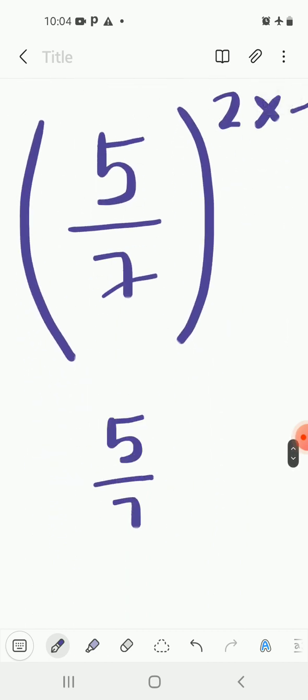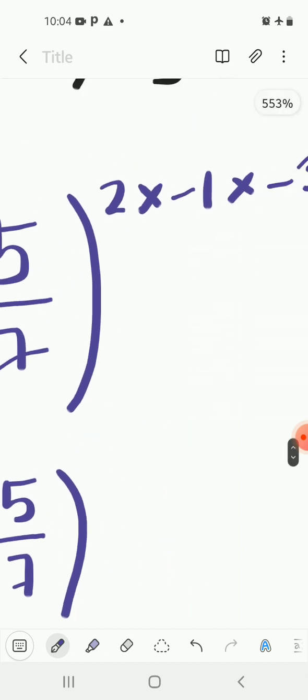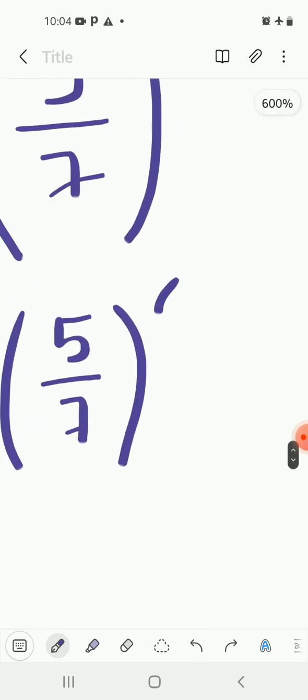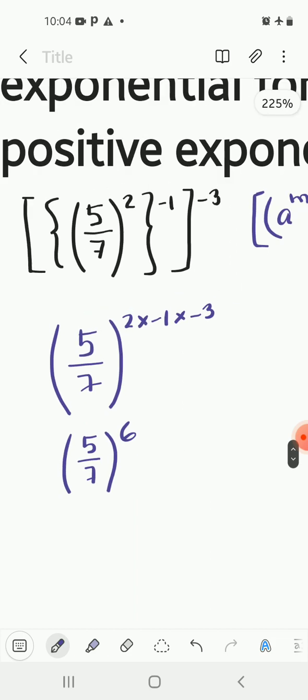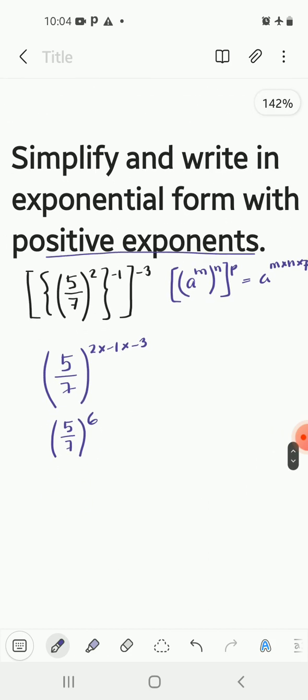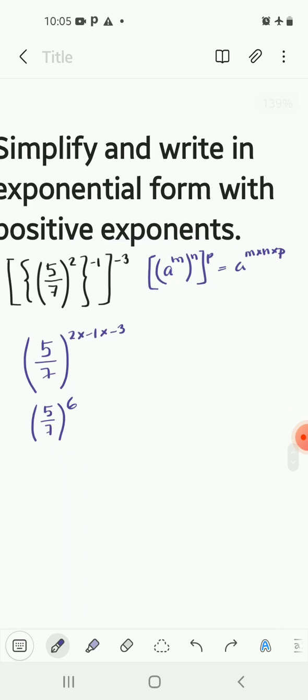5 by 7, 2 into minus 1 is minus 2, minus 2 into 3 is 6. Minus into minus is plus, so it is the positive integer 6. Over here the answer will be 5 by 7 to the power 6. We have to find it in positive exponential, and it is positive only, so we don't have to do anything else.